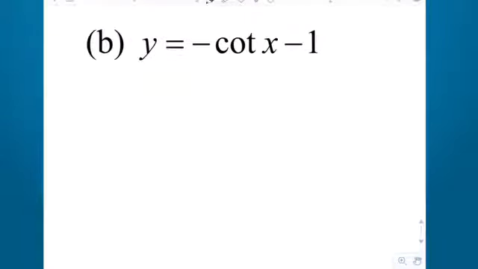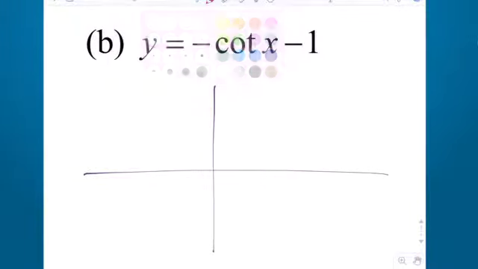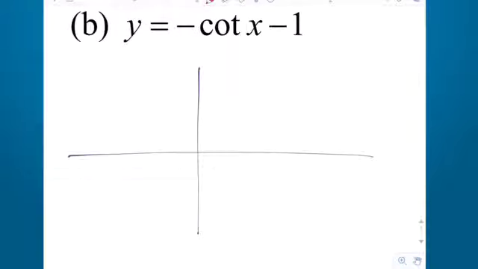No value of C here, no value of B other than 1. So we can go ahead and put our marks on there. The period is what? Pi, same as before. So there's 1 pi, there's pi halves, 1 pi halves, 2 pi halves, 3 pi halves. 0 is still one of them, negative pi halves, and negative pi. All right. There's no horizontal shift.